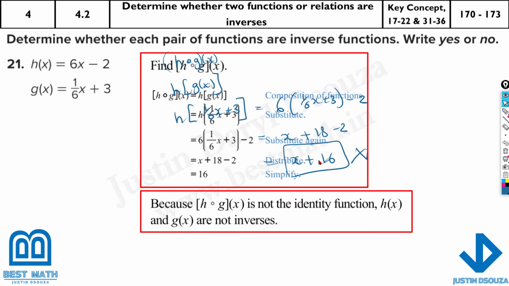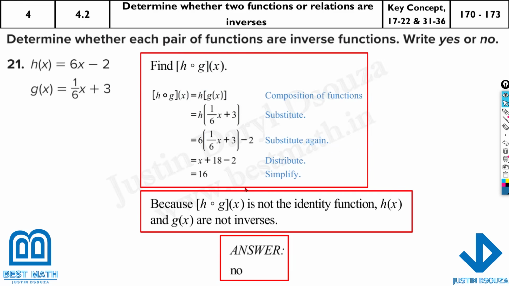Now here it is x plus 16. And you can even try the other way around. It will not work, but you can just stop. When one is not inverse, just stop and say no.